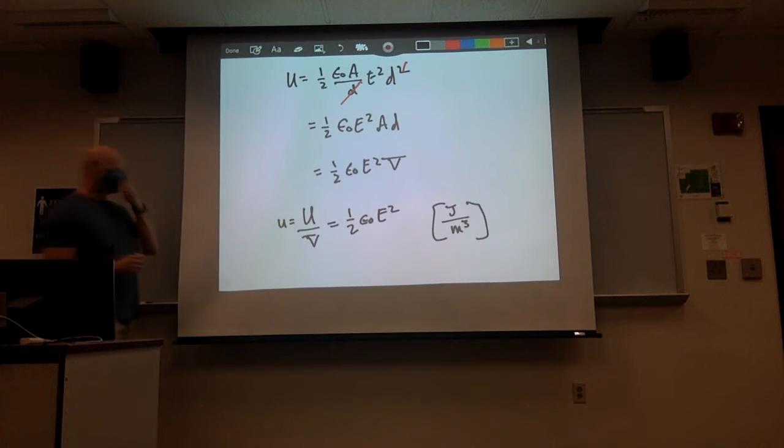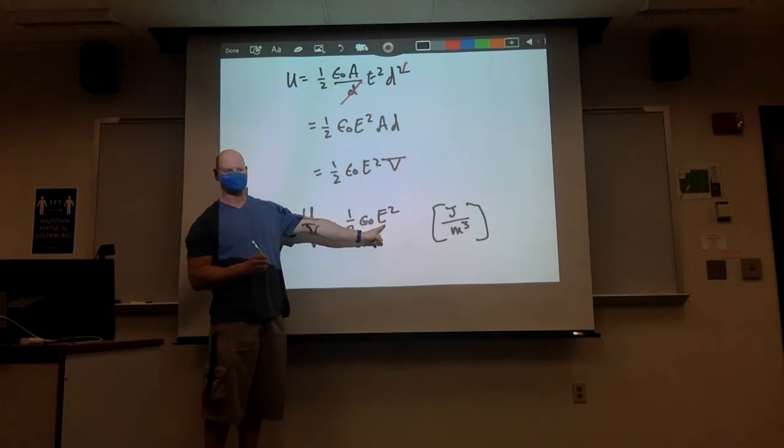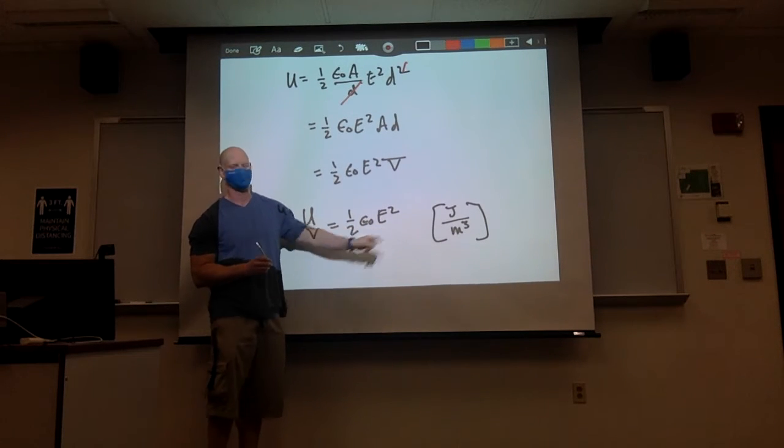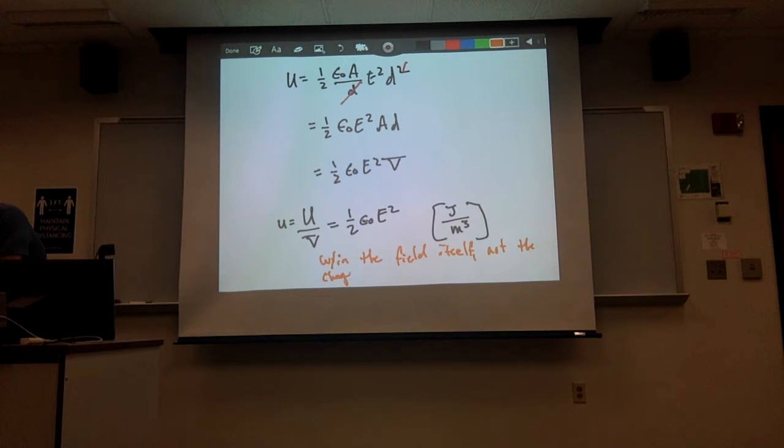What this basically says is that the energy is actually stored inside of the electric field itself. That's what this is telling me. So this says that the energy is stored within the field itself, not the charge or the potential. So this is actually a much better interpretation. So what does the energy density mean?